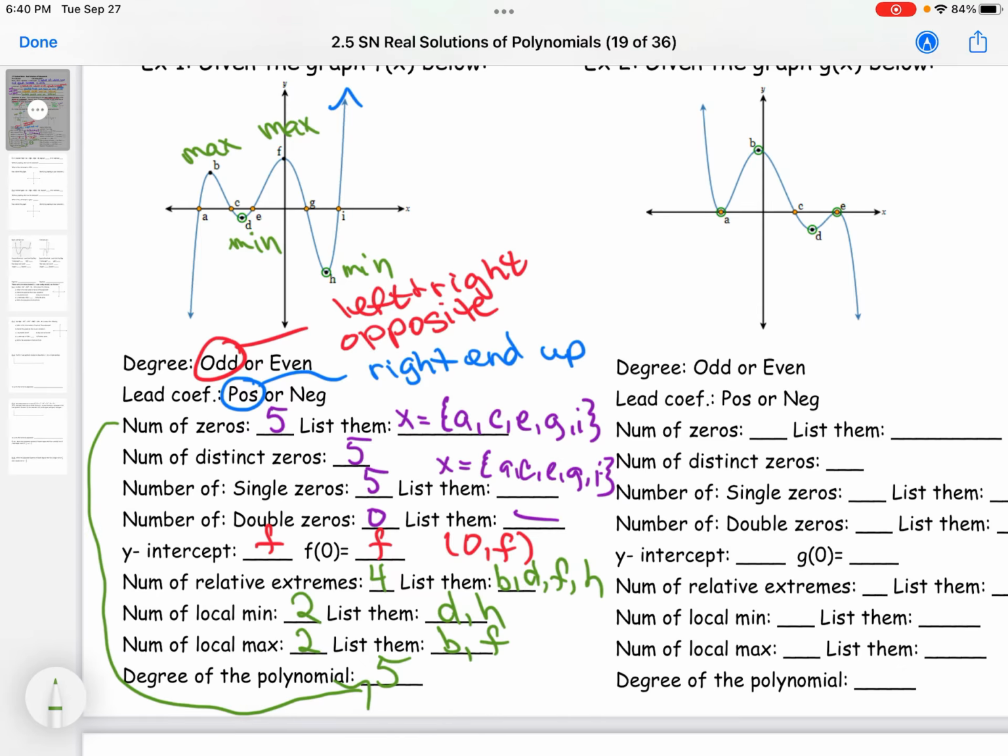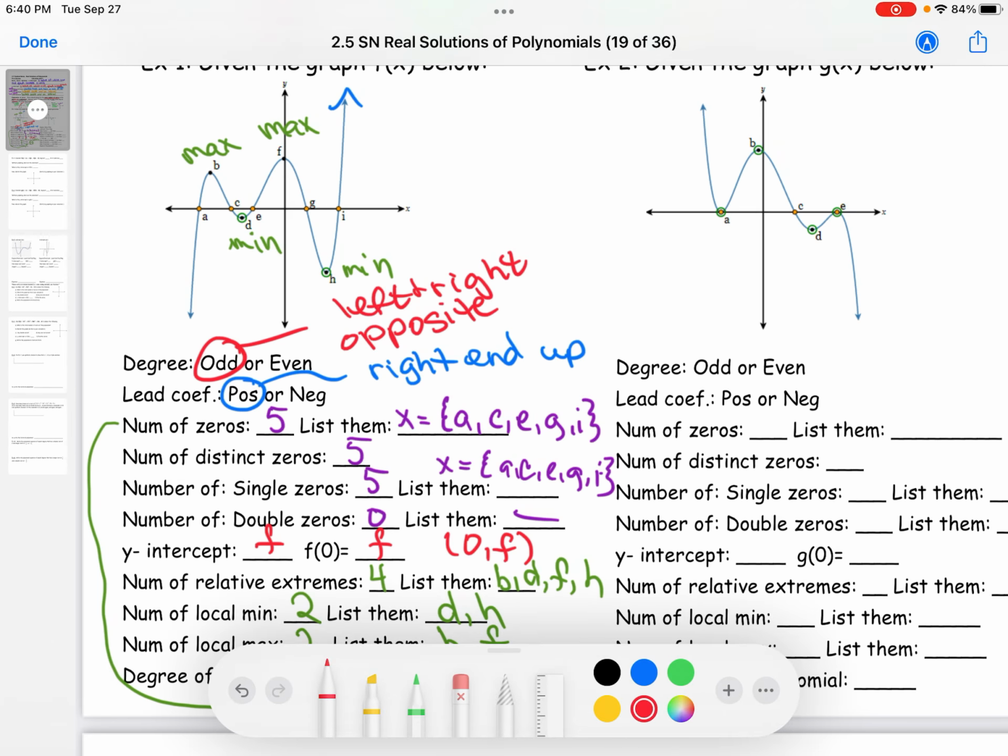So let's look at the second one. And let's look at its degree, being even or odd. Okay, its degree is also odd, again, because the left and right side point opposite directions. One is up, one is down. The leading coefficient here is negative, and it's negative because the right end of the graph goes down. Means that leading coefficient was negative. Okay? Now, the zeros here.